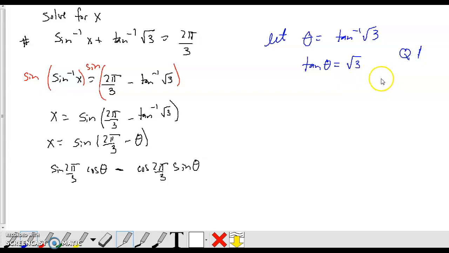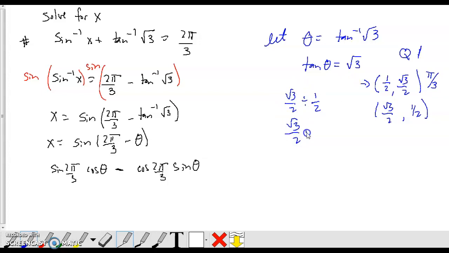When I look at quadrant number 1, there's only two things that are going to give me root 3: either 1/2 comma root 3 over 2, or root 3 over 2 comma 1/2. I'm going to be dividing y by x, so I want the 2's to cancel away right away. So I'm going to use this one, where the 1/2 is equivalent to pi over 3 or 60 degrees. Root 3 over 2 divided by 1/2 is the same as multiplying by 2 over 1, the 2's cancel out, leaving root 3. So what is my theta? Theta is pi over 3.